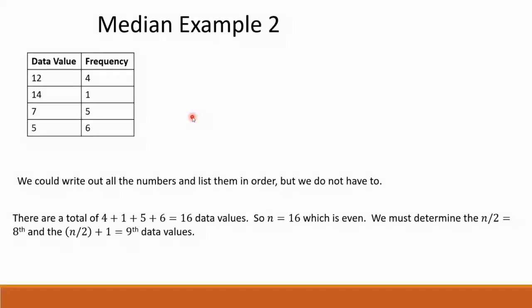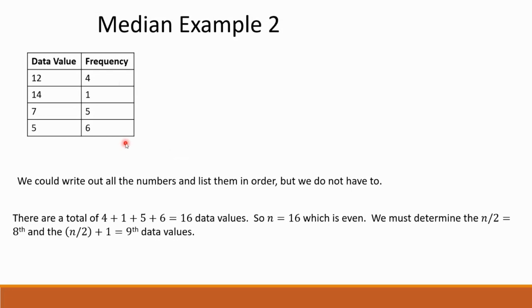Okay, well, how many data values are there? Remember, frequency is the number of values. So the total number of data values is 4 plus 1 plus 5 plus 6, that's 16, which, of course, is even. So there's 16 data values. We want to know what is the number in the 8th position, n over 2, and the 9th position, n over 2 plus 1. We want to know the numbers in those two positions, or those two data values.